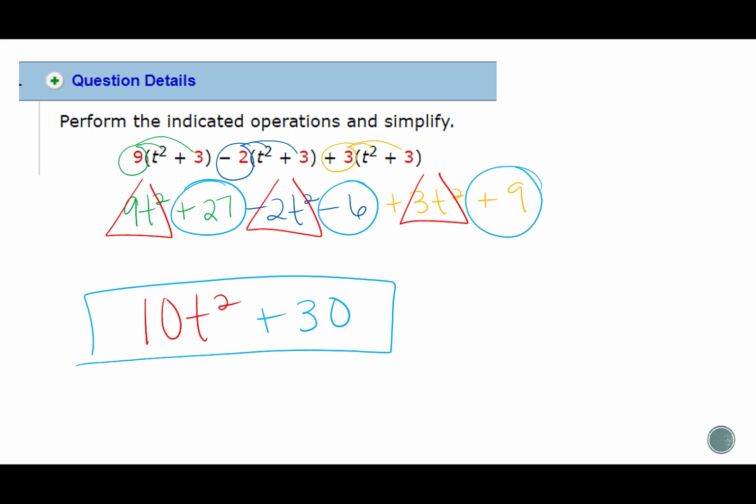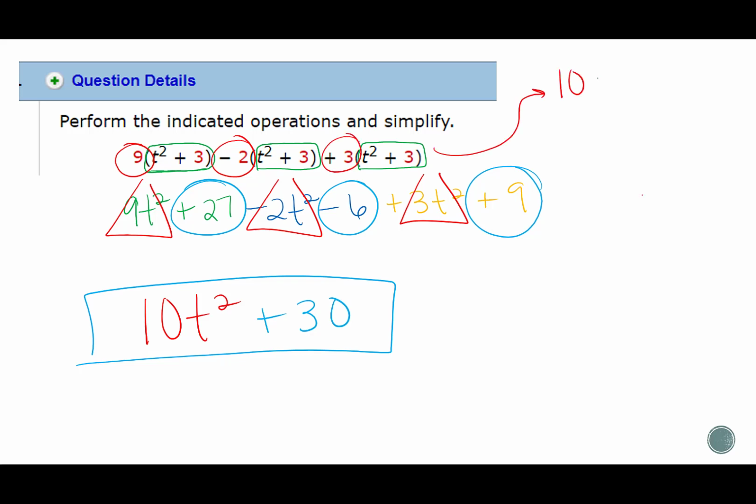I'm going to erase the marks off the original problem. I want to show you something that you might not have noticed at first. Did you recognize that each of these parentheses have the same binomial, t squared plus 3? Because they have the same binomial, you can combine the whole numbers that are outside of the parentheses. This is 9 minus 2, which is 7, plus 3 is 10.